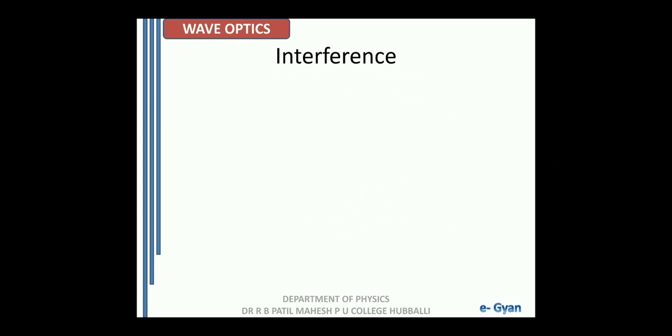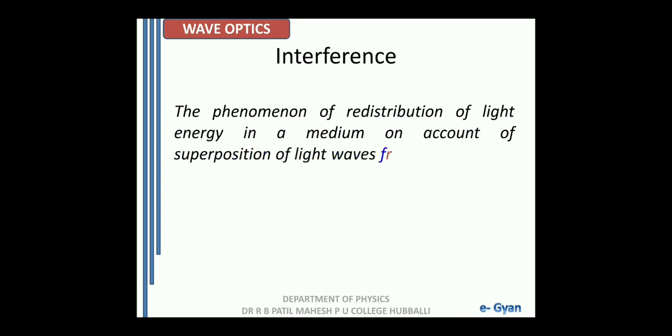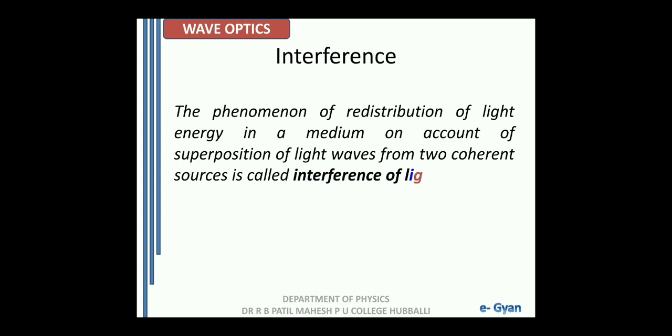Now why does this happen? This happens because of the phenomenon called interference. It is defined as the phenomenon of redistribution of light energy in the medium on account of superposition of light waves from two coherent sources. So this phenomenon is called interference of light waves.